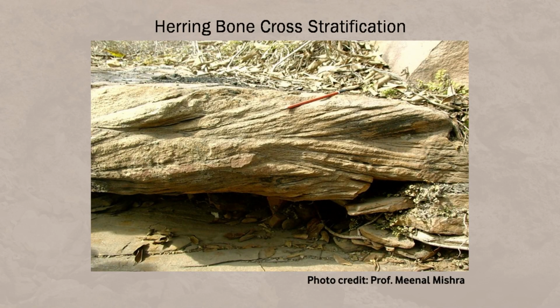Another one is herringbone cross stratification. This is also one of the types in which angular beds terminate against the horizontal bed. But in this case, two angular beds come and join together, and they give the shape of a herringbone. Herring is a fish, which has this central part of the bone. They have this type of arrangement, so therefore it is called herringbone stratification.